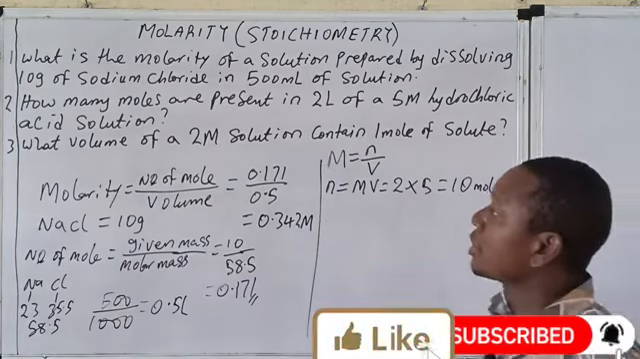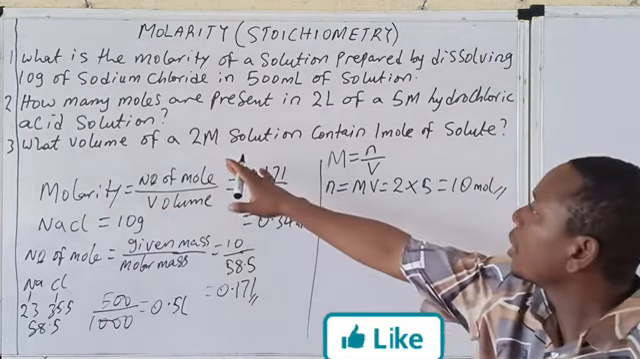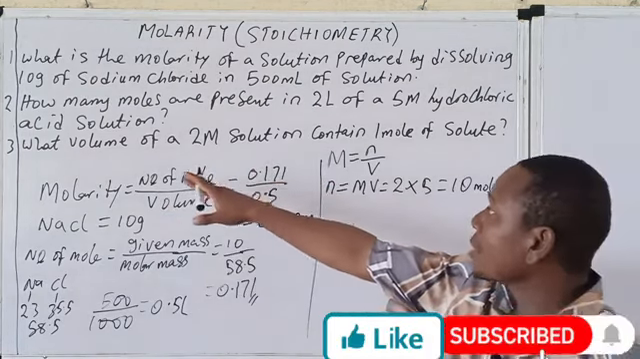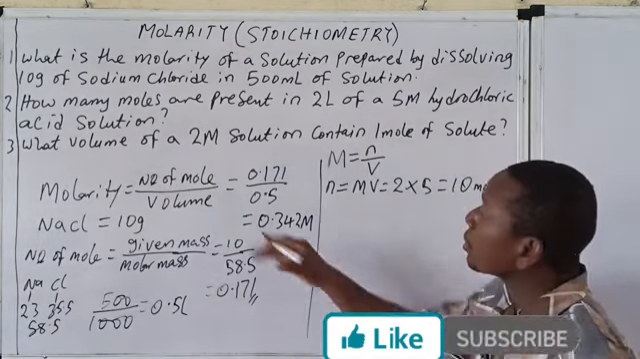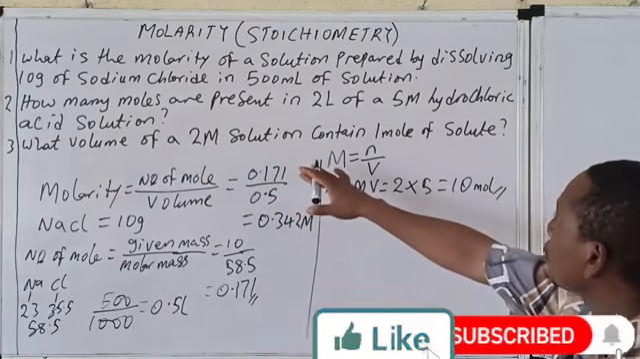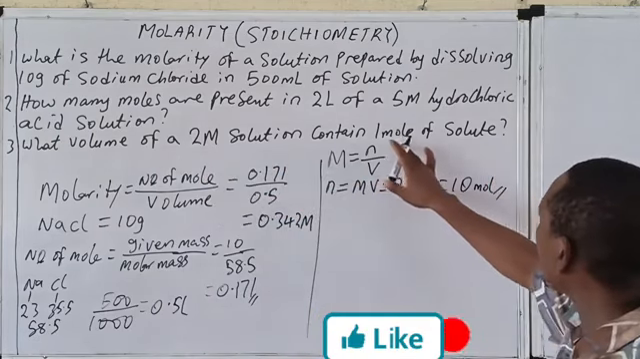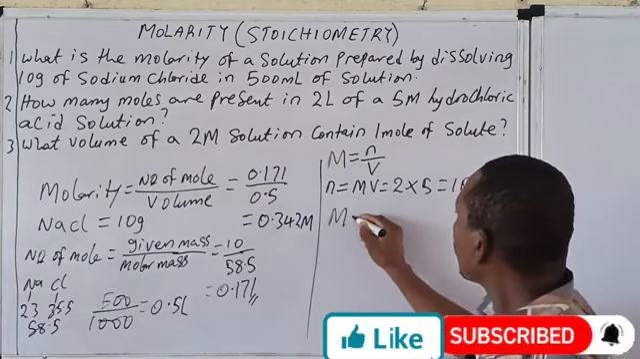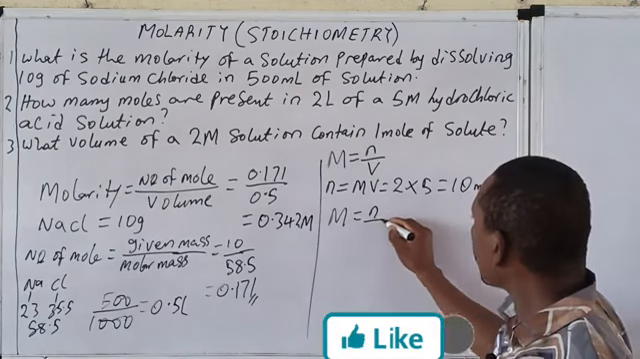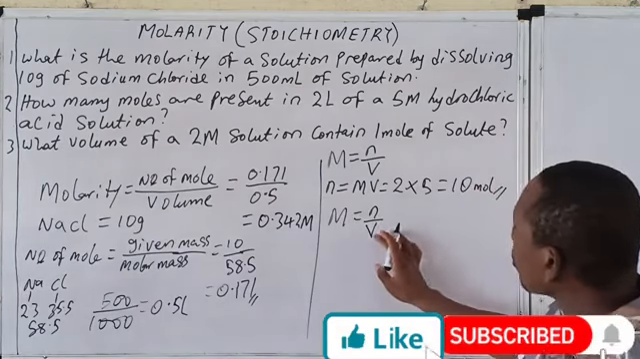The last question here: they are asking you what volume. So they are asking you to calculate for V. What volume of a 2 molarity solution contains 1 mole of solute? So in this case, molarity is equal to n all over V, and you are being asked to calculate for V.